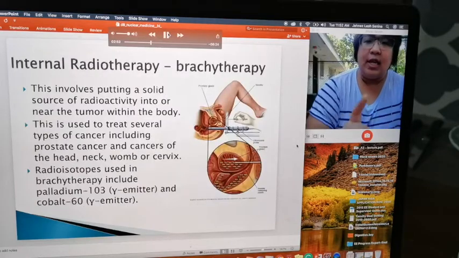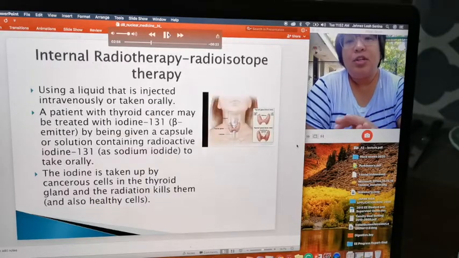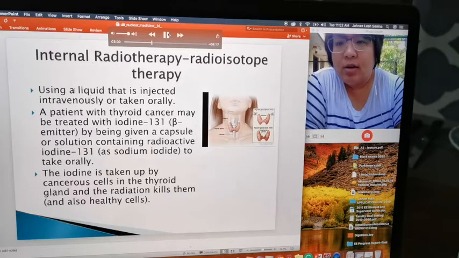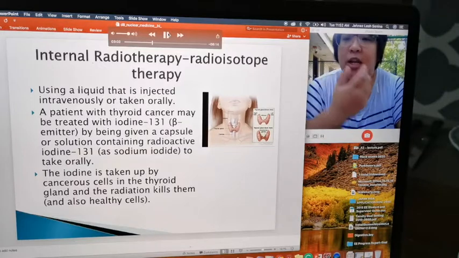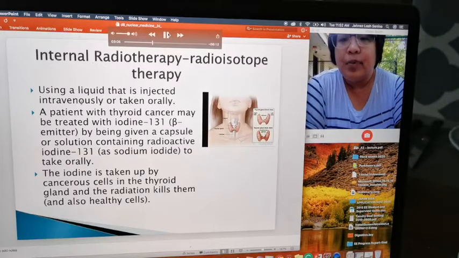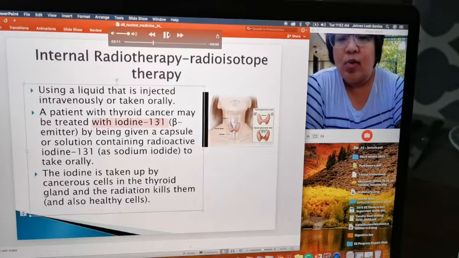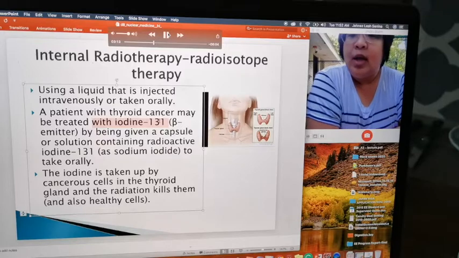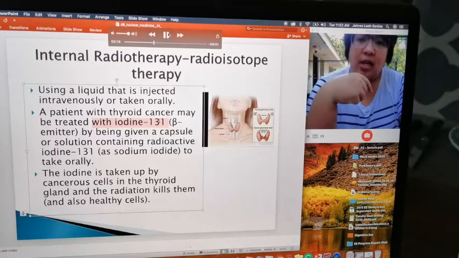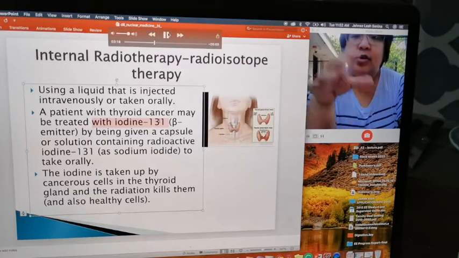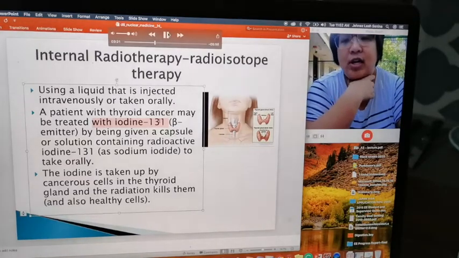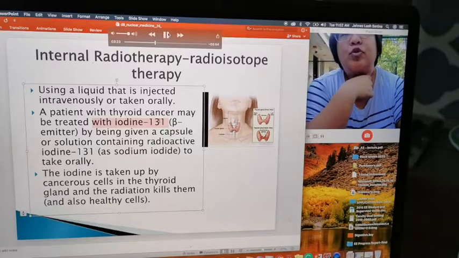So that's brachytherapy. Another procedure we can do is to take a liquid that can be taken orally or intravenously through the blood. For example, for thyroid cancer, we can give them iodine-131. It's a pill, a capsule. Once you take it, it goes into your blood and circulates around the body, but it concentrates in the thyroid gland, because the thyroid uses iodine to function properly. So any iodine from the blood will go into the thyroid.